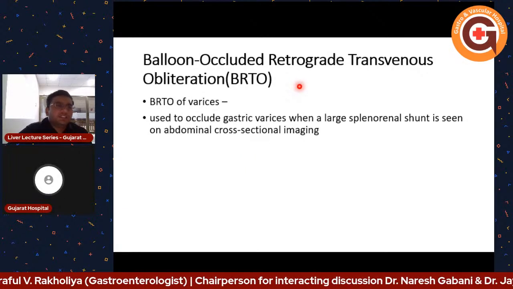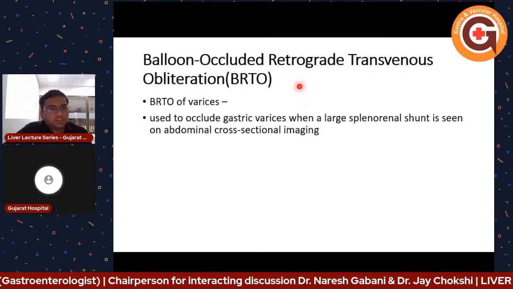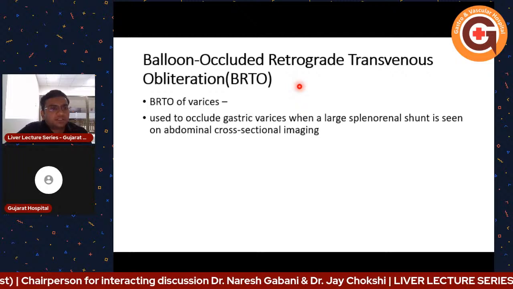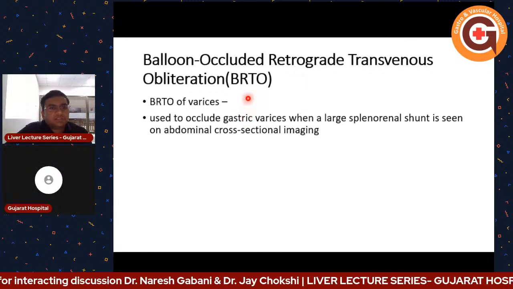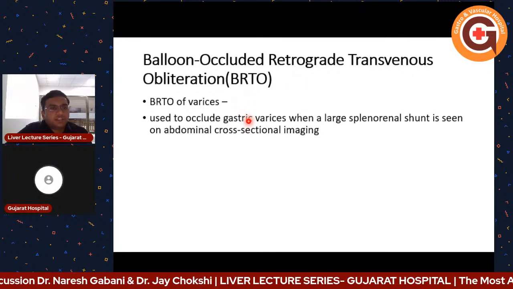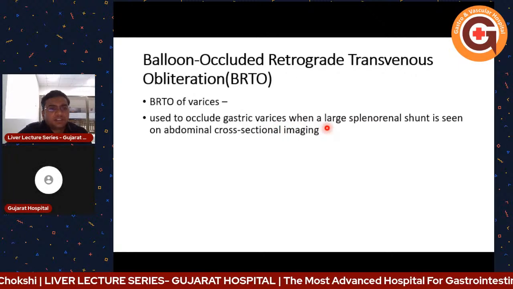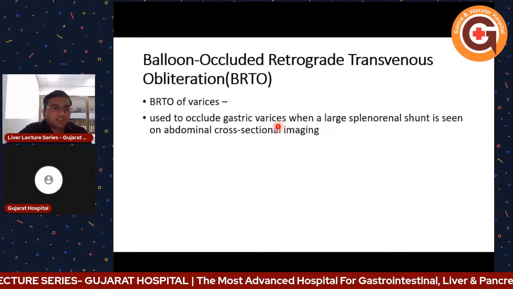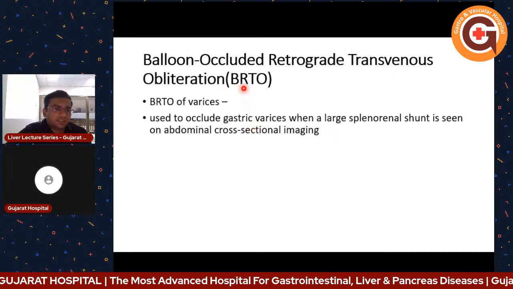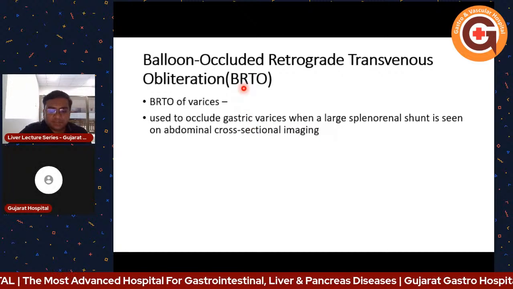The other measure is we can do a balloon occluded retrograde transvenous obliteration of varices. This one we can do when we have done a CT scan and found that there are large splenorenal shunts. In that case, we can occlude gastric varices by this BRTO method.